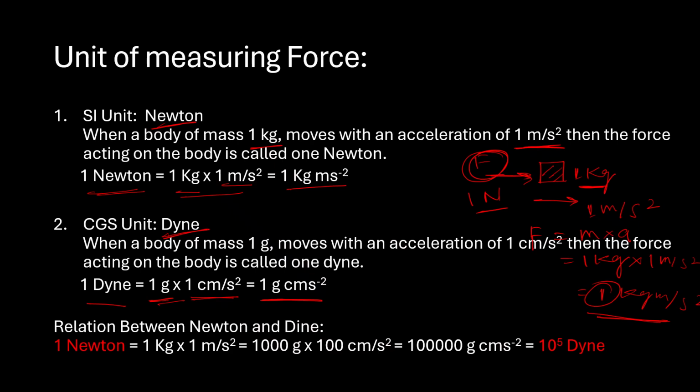The relation between Newton and dyne, we will calculate here. 1 Newton is equal to, as from here, 1 kg into 1 meter per second square. Let's convert that kg and meter per second square into CGS unit. This is 1000 gram, then 100 centimeter per second square, and it is 1 lakh gram centimeter per second square. That is 10 to the power 5. And gram centimeter per second square is nothing but dyne. So 1 Newton is equal to 10 to the power 5 dyne. I hope it is clear.